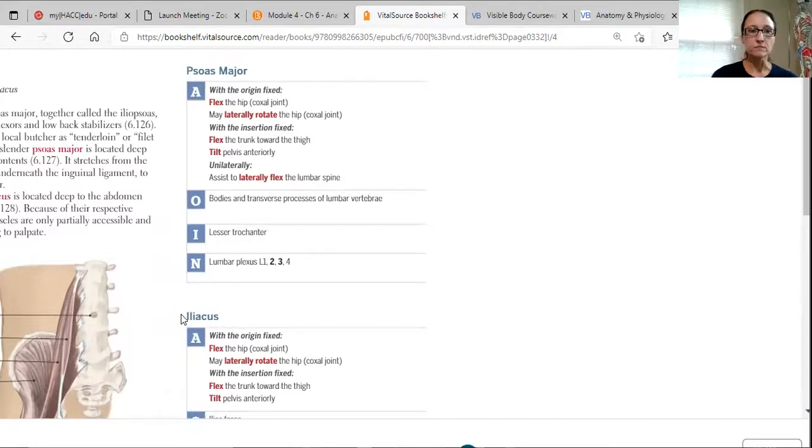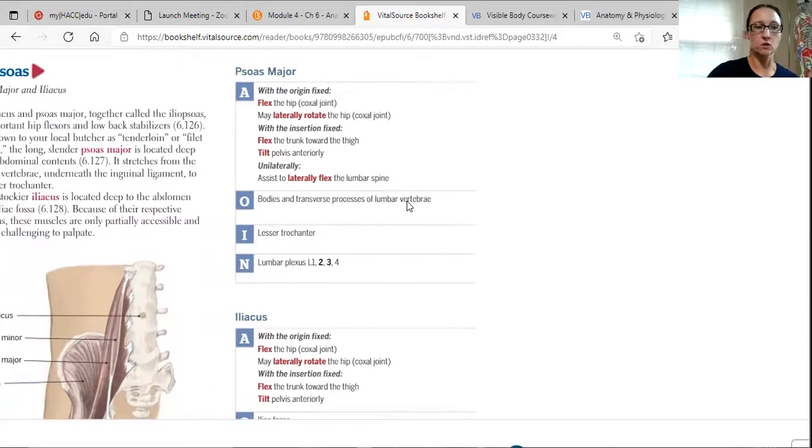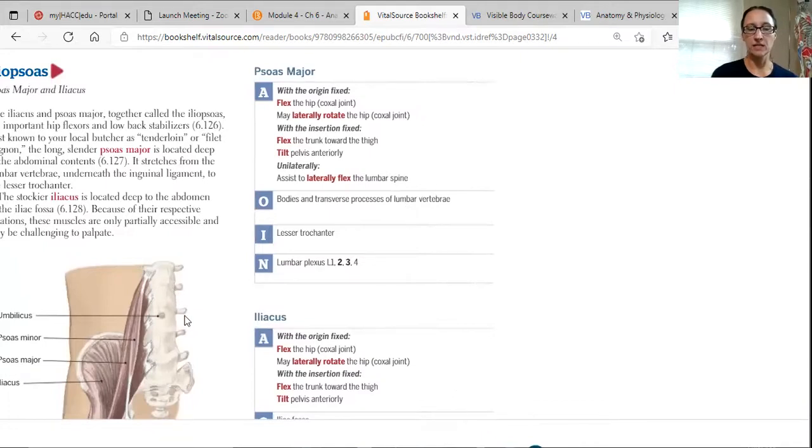Psoas major actually originates on the bodies of and transverse processes of the lumbar vertebrae. So if we go over here, these right here are the transverse processes. They stick out from the sides of each vertebrae. We've already kind of talked about spinous processes a little bit when we were talking about the sacrum, because spinous processes jut posteriorly. Transverse processes jut out from either side of the spine. So the body of the vertebrae is just a thick bit in the middle, and the transverse processes are these right here.